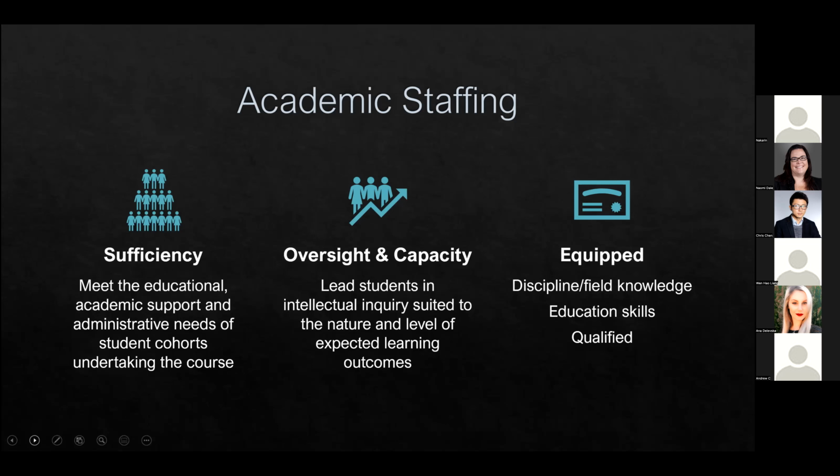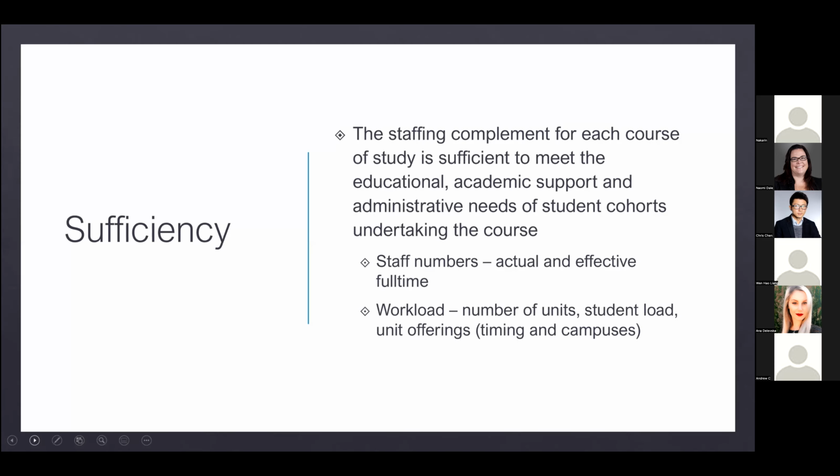I want to have a look at each of these three elements in a bit more detail. Again, after we've looked at each of these three elements, I'll break you out into breakout rooms to have an exercise or an activity to look at these components. So first up, sufficiency.